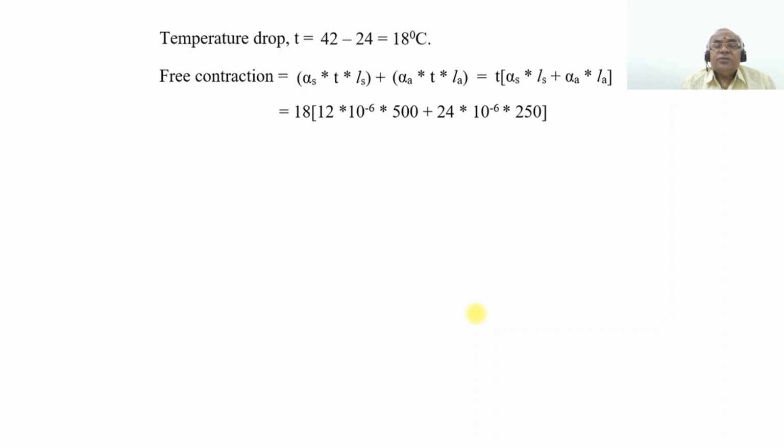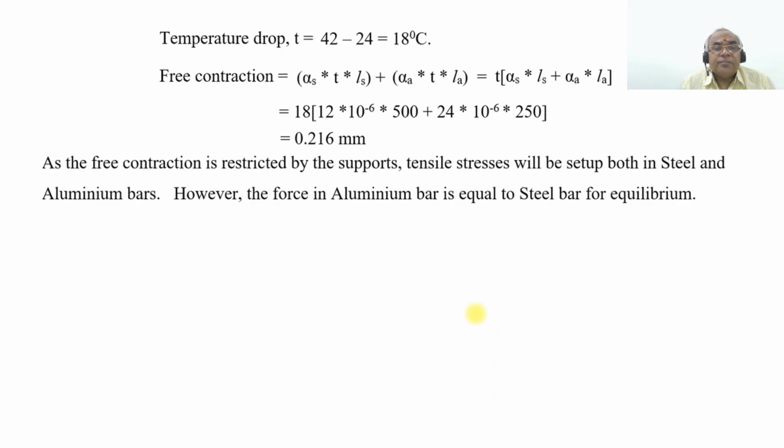Substitute the values. T is 18, that is, the temperature drop is 18 degrees centigrade, because 42 to 24. Substitute the values of alpha S into LS plus alpha A into LA, which is 12 into 10 to the power of minus 6 into the length of the steel bar, 500, plus 24 into 10 to the power of minus 6 into 250. On simplification, the free contraction is 0.216 mm.